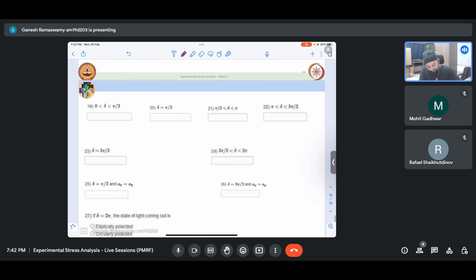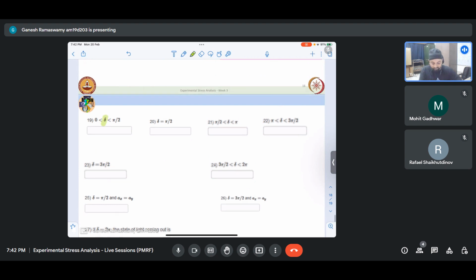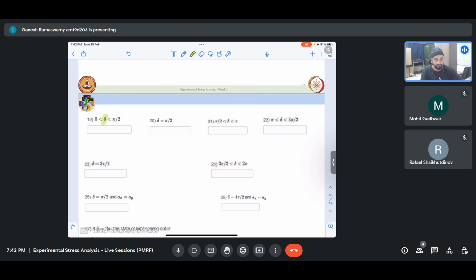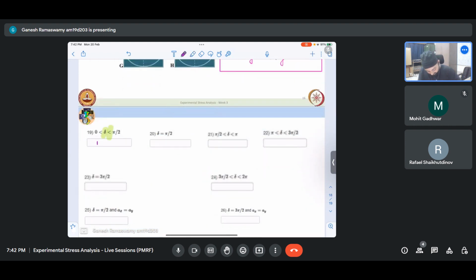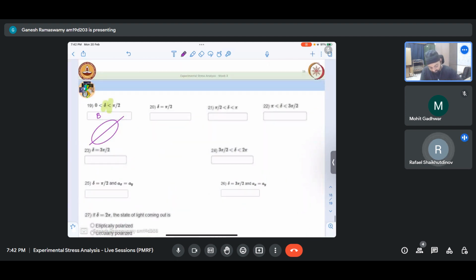So when we have a retardation that is between 0 and pi by 2, which is the quarter wavelength, not equal to, mind you, it is not equal to pi by 2, then it follows from the lecture that the light ellipse would be like this, and our handedness would be this.